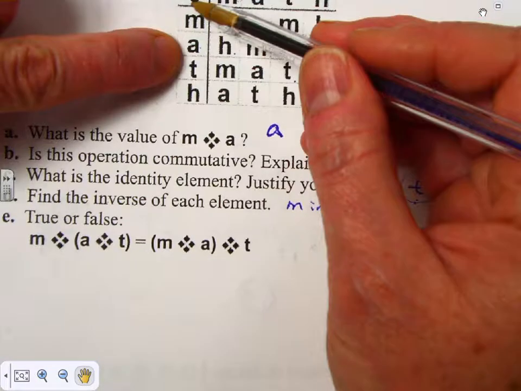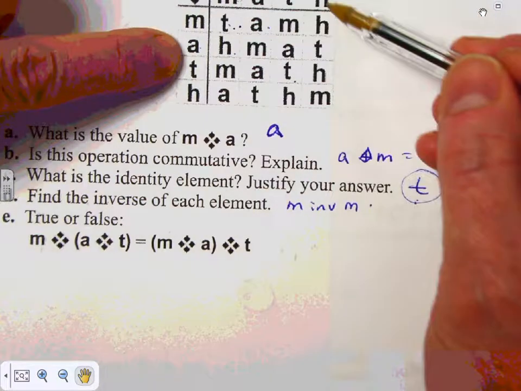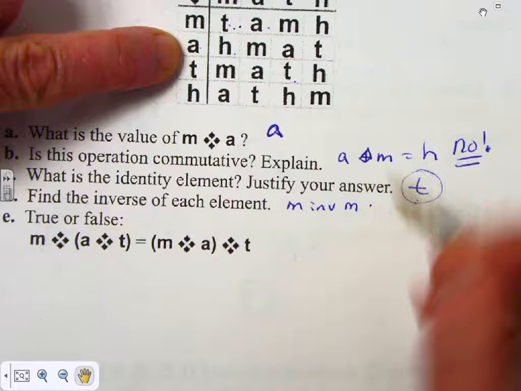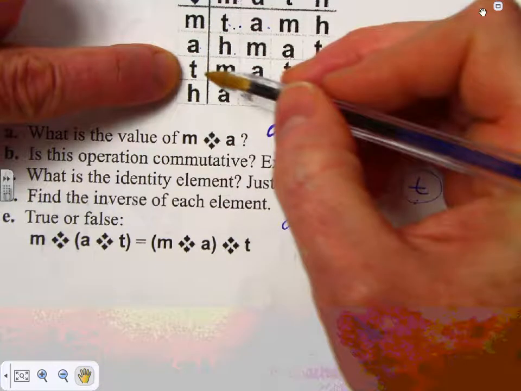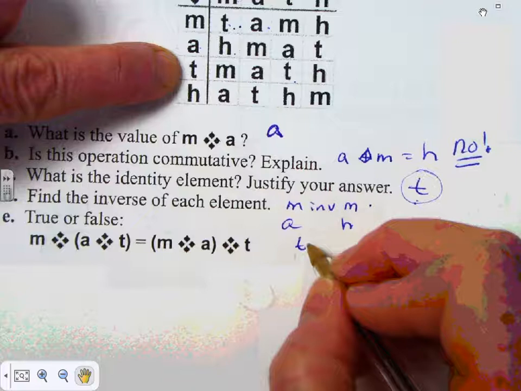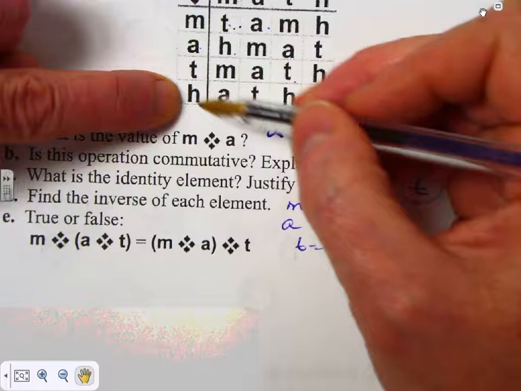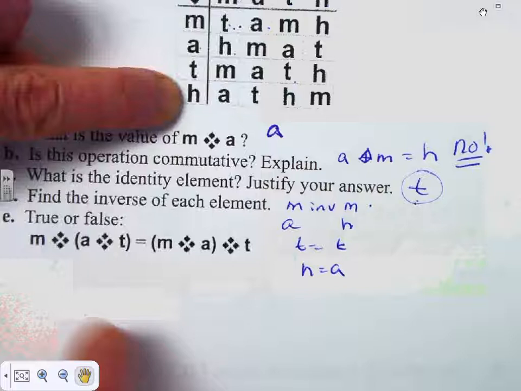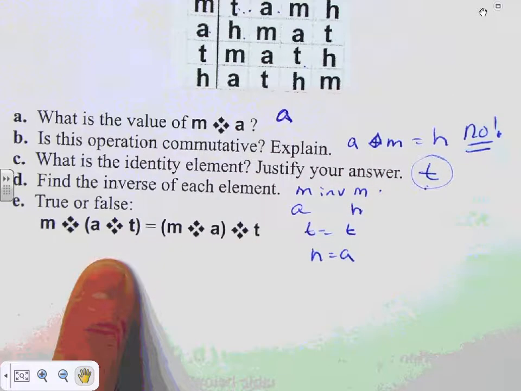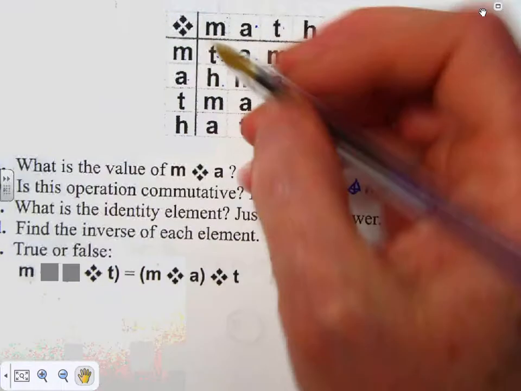So, the inverse of M is M. The inverse of A is H. The inverse of the T is the T. And the inverse of the H is the A. And is this going to be true or false? And we'll be done. So A window T is an A.